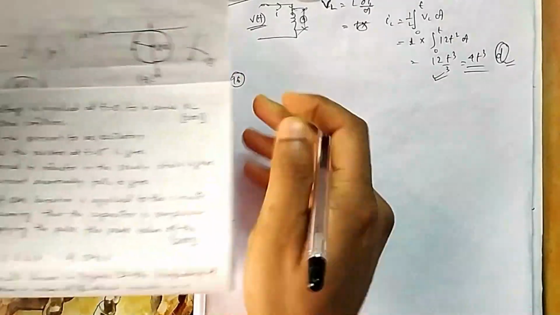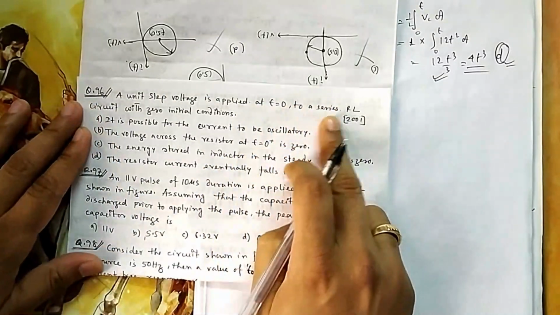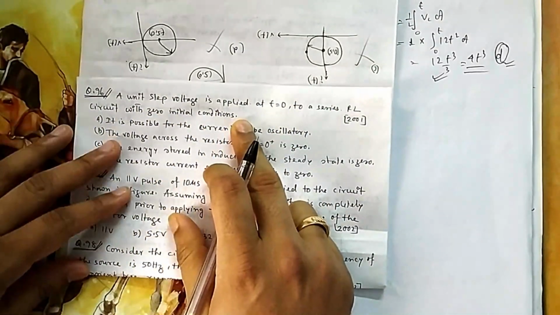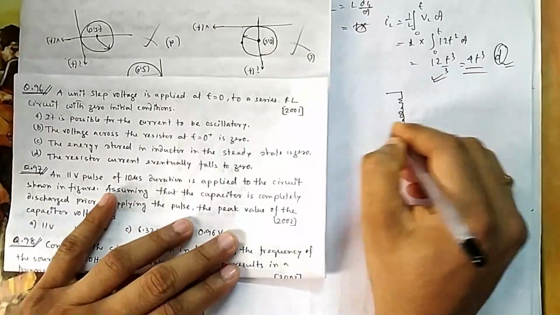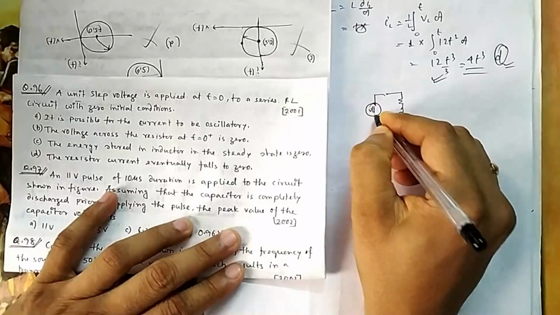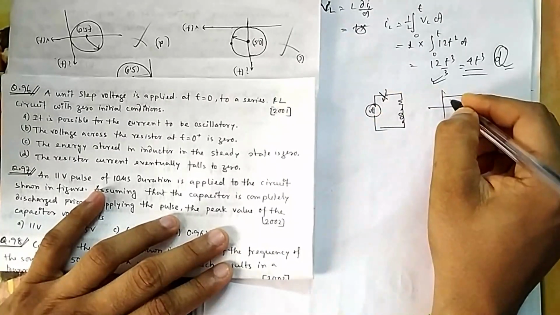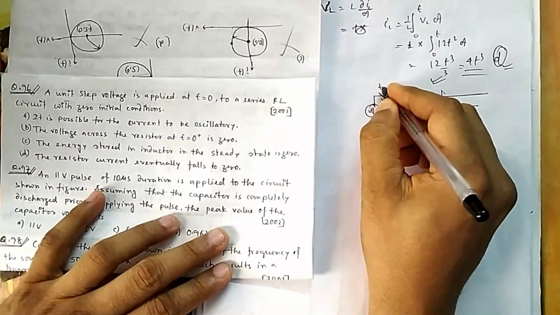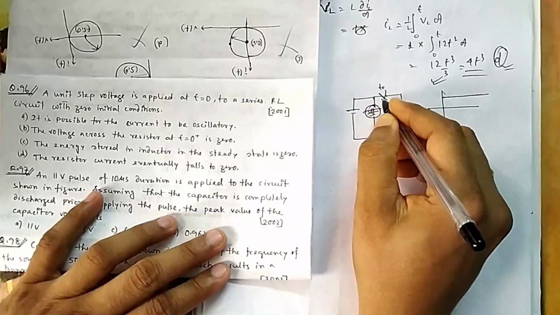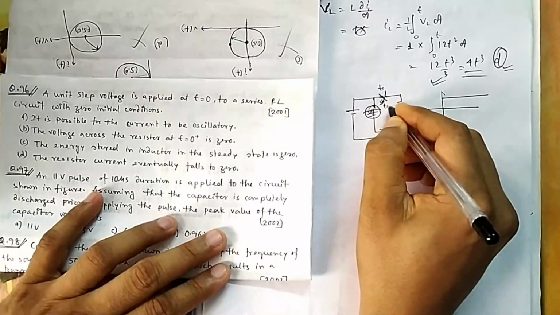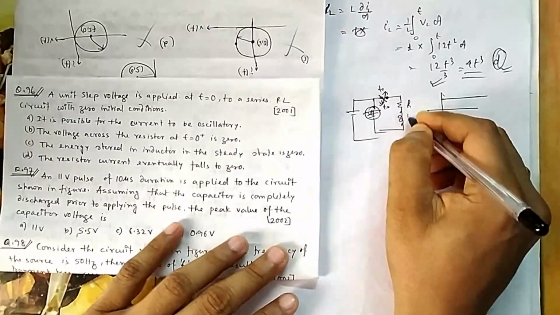Okay students, in question number 96 what they have asked: a unit step voltage is applied at t equal to 0 to a series RL circuit with 0 initial conditions. It is a series RL circuit, and a unit step u(t) is applied. Unit step means you can think of a switch closed at t equal to 0, and then the voltage is constant. You can think of a DC source with a switch. So at t equal to 0 this switch is closed, and then the RL circuit.